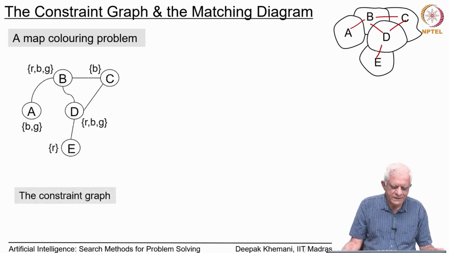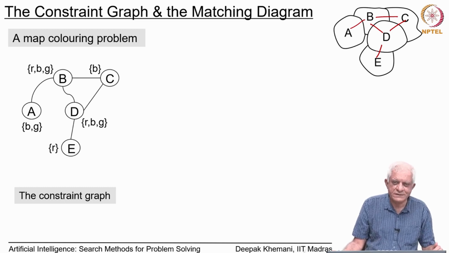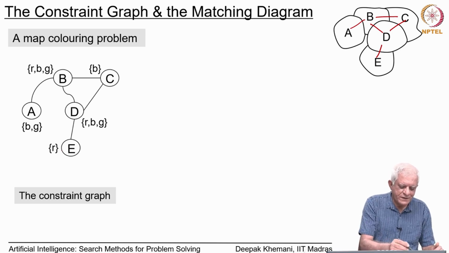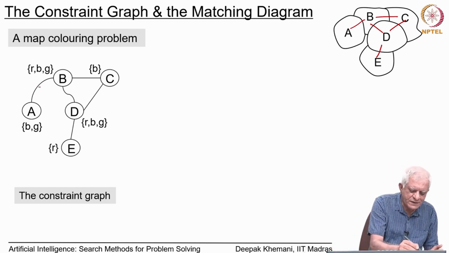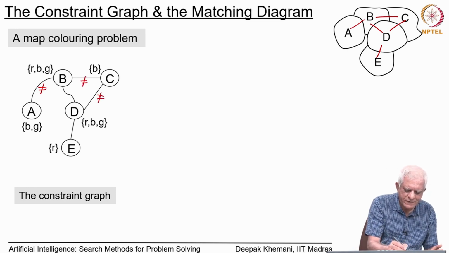So, we often represent this as a constraint graph. As you can see, the figure on the right I have converted into a graph, where again there are the same 5 nodes A, B, C, D, E, and each region has its own domain. So, for example, B has RBG, A has only B and G, and the relation, which I have not specified but have just mentioned verbally, is the not equal to relation, which says that the values of these variables cannot be the same.